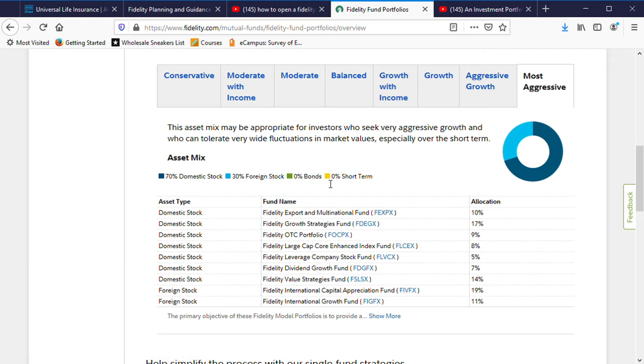Now, this is me, guys. I'm 70% domestic stock, 30% foreign stock. I have no bonds, and I have short term. The reason why I have short term, I'm going to do that for about 5 years, and then I'm going to go to 70% domestic and then 30% foreign. And it gives you the stocks to invest in and tells you how much to invest, guys.